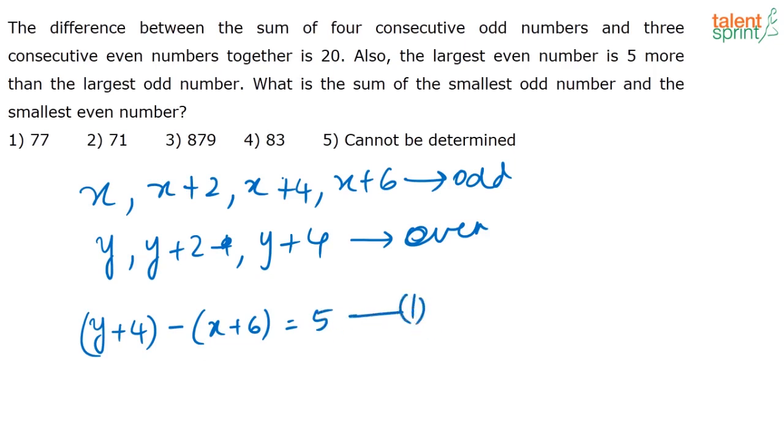Now the next equation that you can get from the given information is, when you subtract this from this, you get the answer as 20. So when you add all this, what do you get? x plus x plus 2 plus x plus 4 plus x plus 6. When we add it, what do we get? x plus x plus x plus x is 4x, correct? 4x plus 12. So 4x plus 12 minus y plus y plus y, that is 3y, 3y plus 6, that is equal to, if you subtract these two, you get the answer as 20.